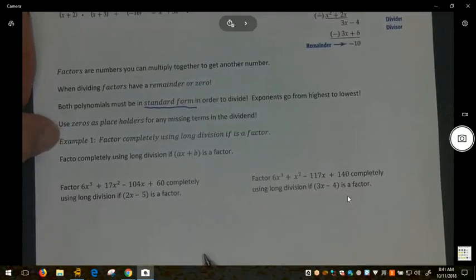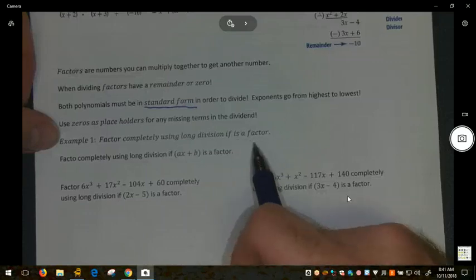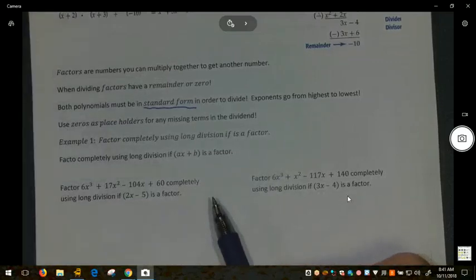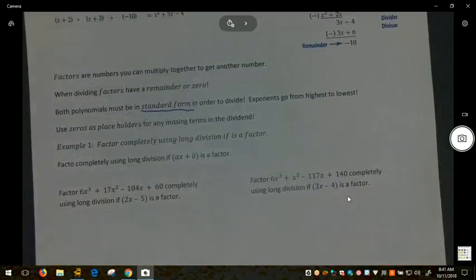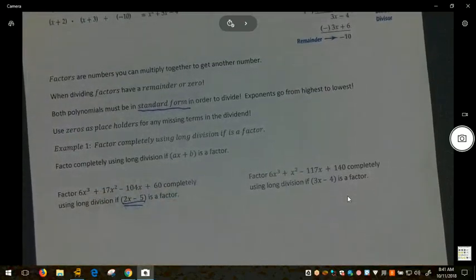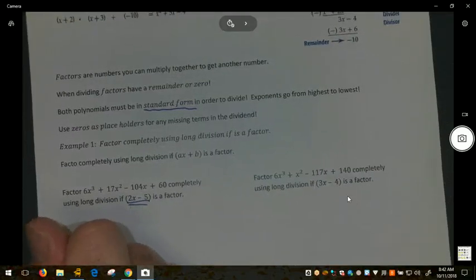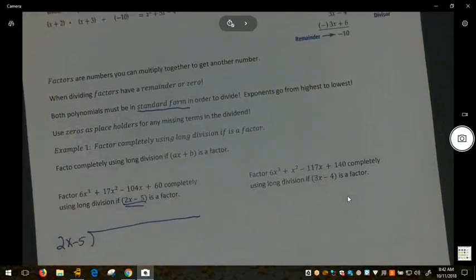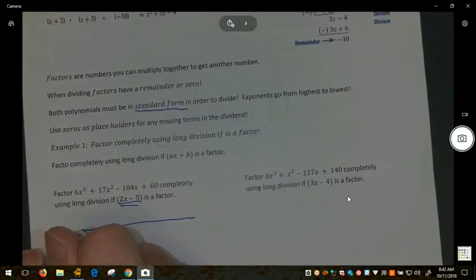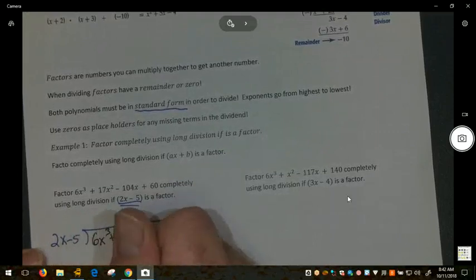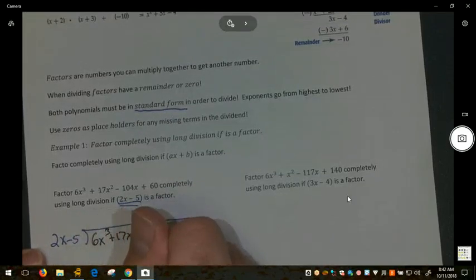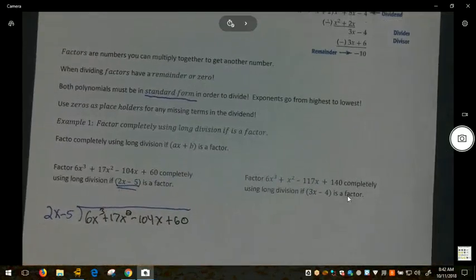Example 1. Factor completely using long division, if it is a factor. So let's see if this is a factor by doing long division into this polynomial. Our divisor is 2x minus 5. Our dividend is 6x cubed plus 17x squared minus 104x plus 60.